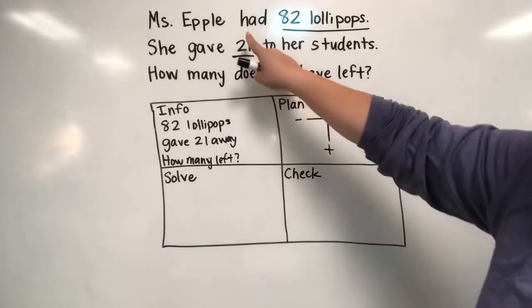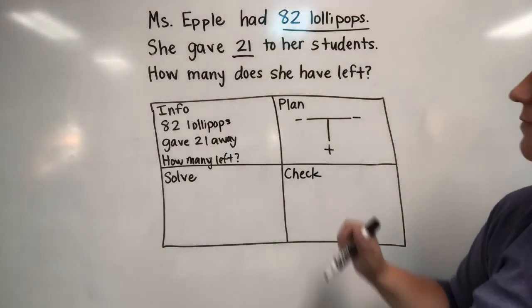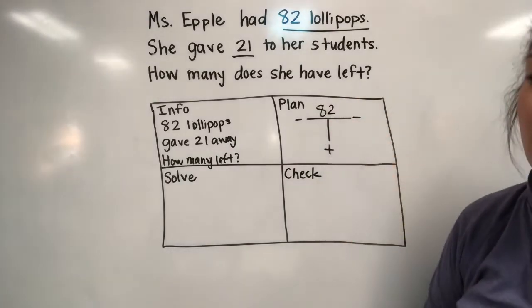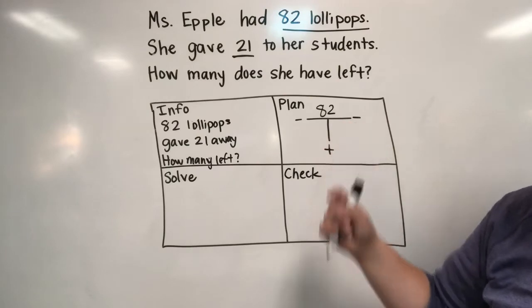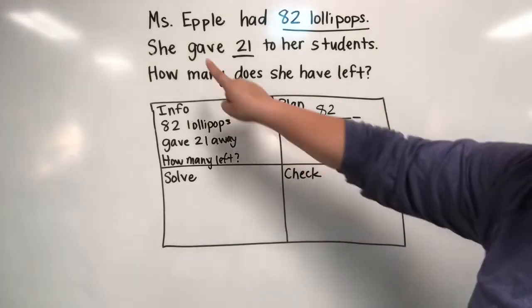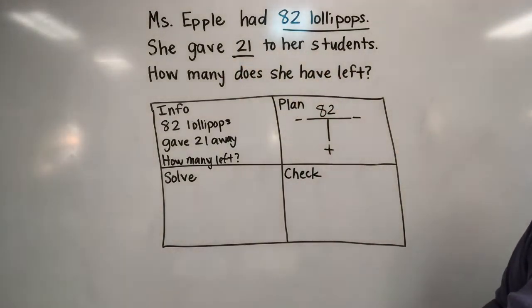We do. It says Miss Epple had 82 lollipops. So that's how many she had to start with. So that's going to go in our whole box because we know how many she started with. We know her whole. She had 82. Okay? So she gave 21 to her students.